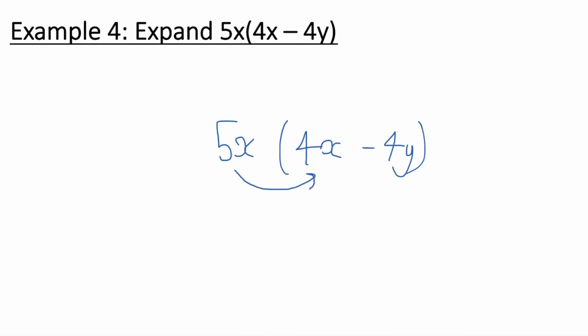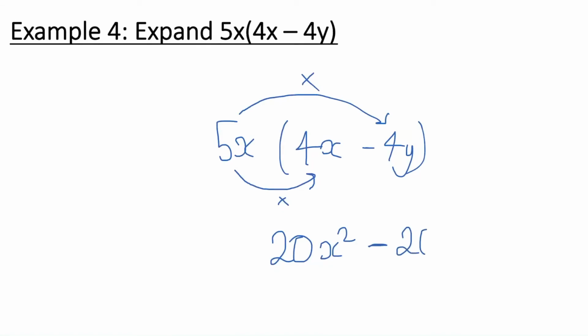Start with the numbers. 5 times 4 is 20. x times x is x squared. And we are finished for the first term. And then the final term, we have 5x multiplied by 4y. So we have subtraction that carries through. 5 times 4 is 20 again. x multiplied by y is xy. And that is our final answer.